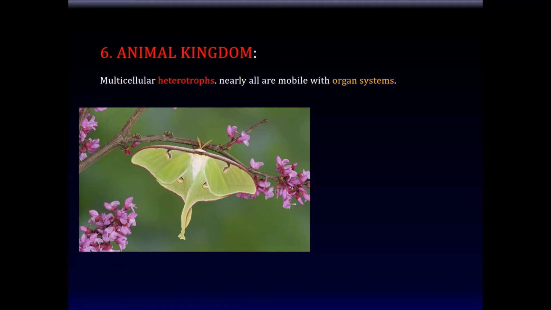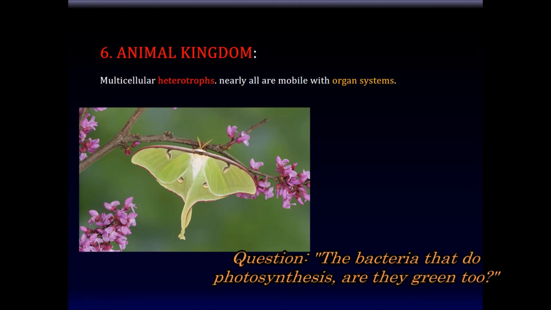The top side of the leaf is darker because it has more chloroplasts. Simple as that. Didn't know that, did you? But that's cool. That's the beauty of science. Very good question.